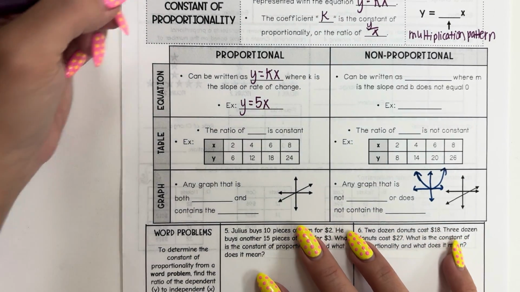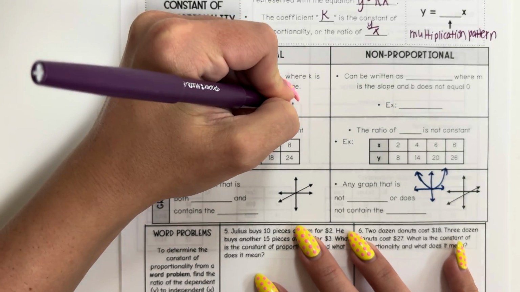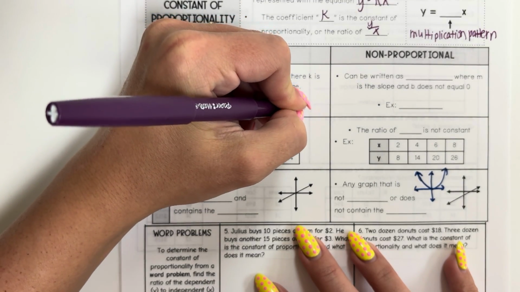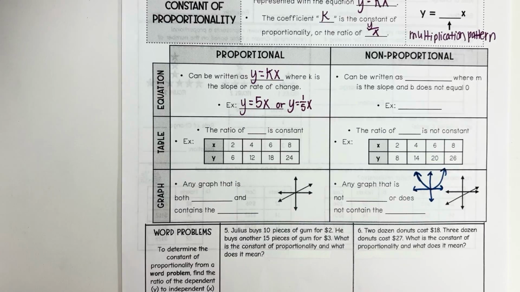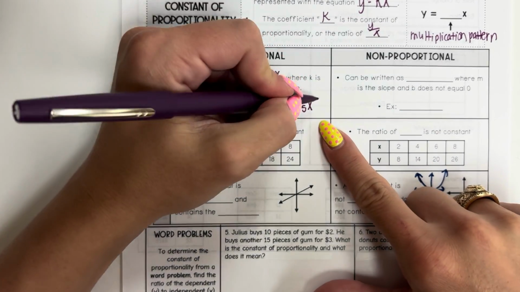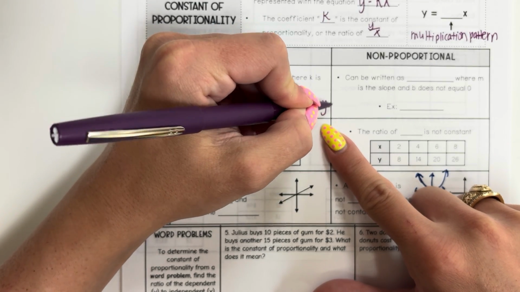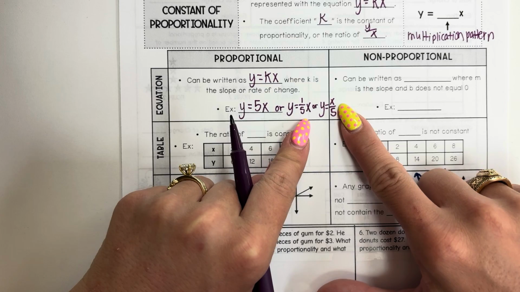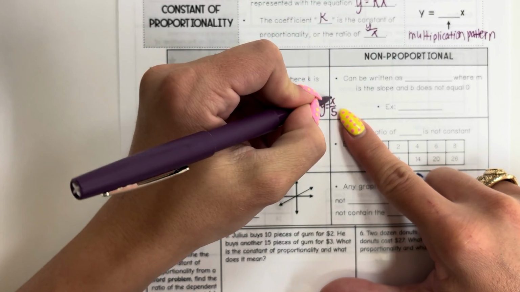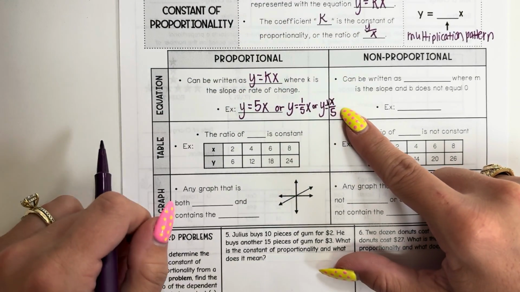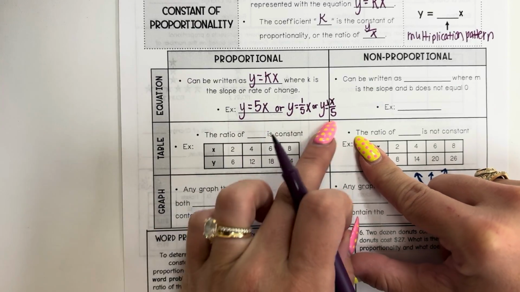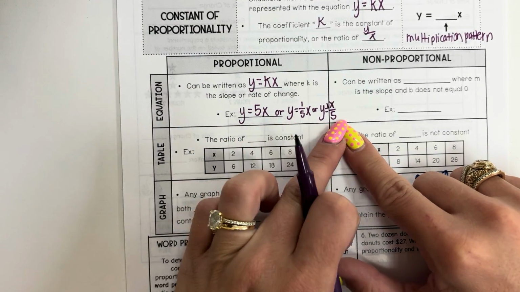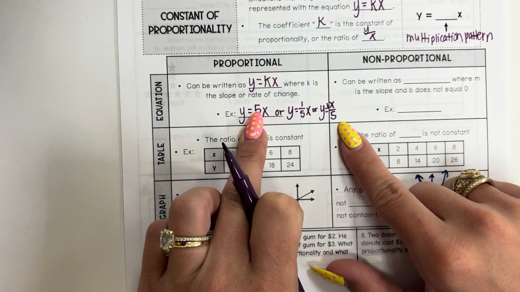Now it could also look like y equals 1/5 x. You can have a fraction there, which means it could also look like y equals x over 5, because 1/5 x is the same thing as x over 5, because remember there is that invisible 1 right there. So lots of different ways to write an equation, but the gist of it is it's just a number and x.